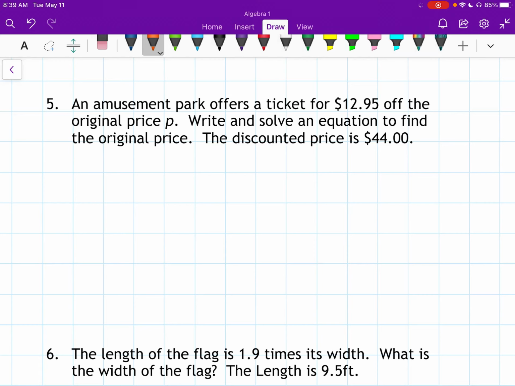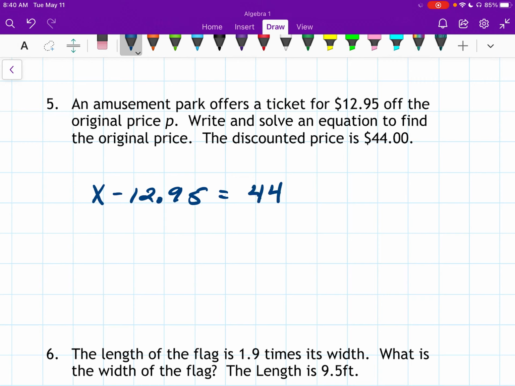So whenever it says to write and solve an equation, there are lots of different ways we could do this. There are different ways that we could write the equation. The way that I saw it, we start off with x, the cost of the original ticket price. Then we take off $12.95, and we end up with 44.